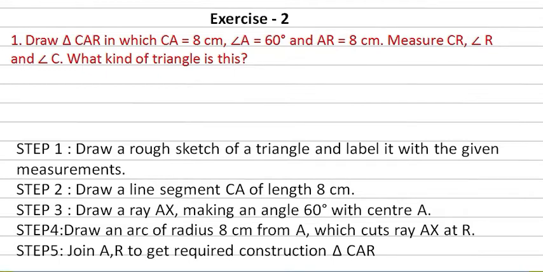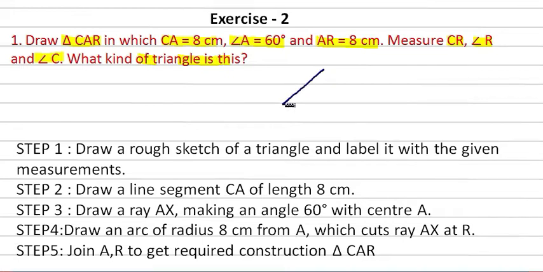In exercise 2, first question: draw a triangle CAR in which CA is equal to 8 cm and angle A is equal to 60 degrees and AR is equal to 8 cm. Measure CR length and angles R and C. What kind of triangle is this?